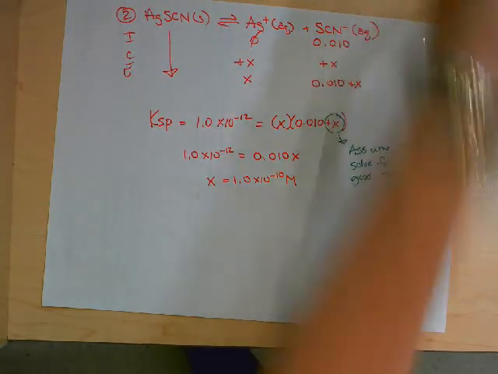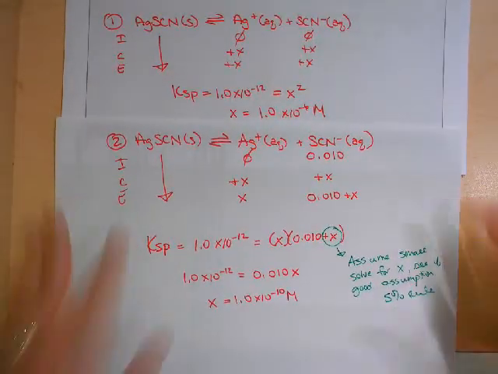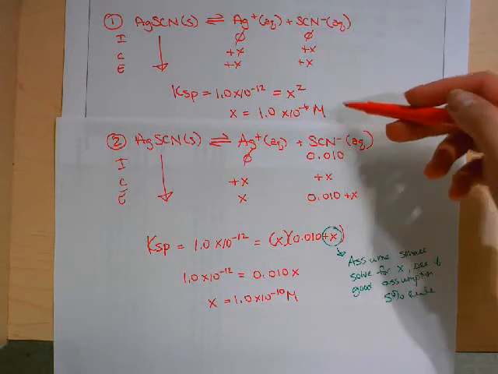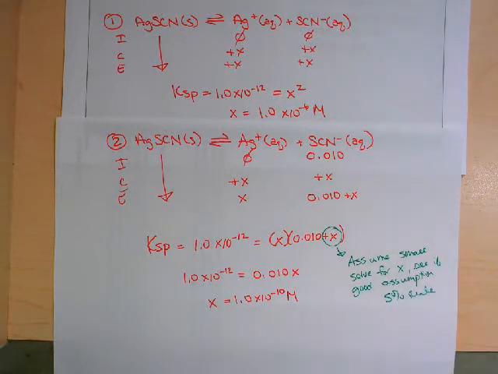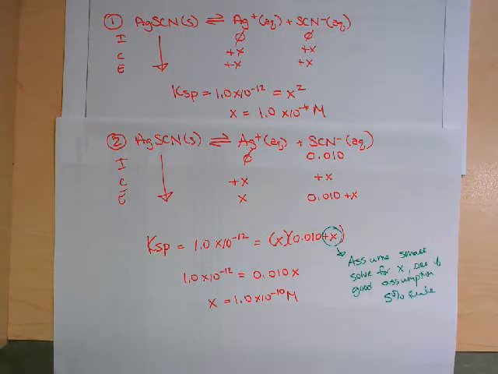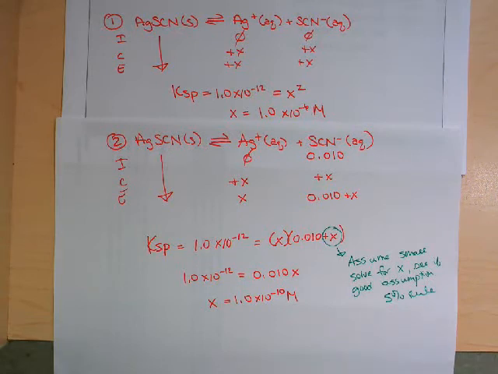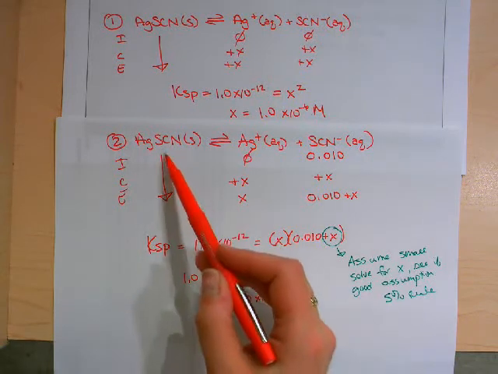Alright, so the question is, what happens to that value of x? When I didn't have any common ion, it was 10 to the negative 6. Now I have common ions, 10 to the negative 10. What happened? Did it increase or decrease? It decreased, right? The amount of silver in solution decreased a lot, 4 orders of magnitude. What must have happened to this then? What happened to my amount of solid? It increased, right? If this decreased, this must have increased.